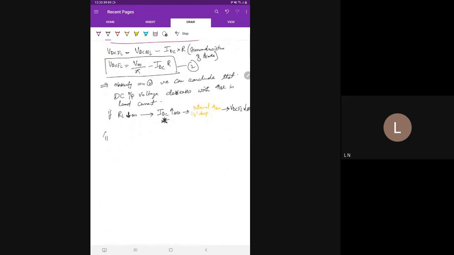Next parameter, we have regulation factor.